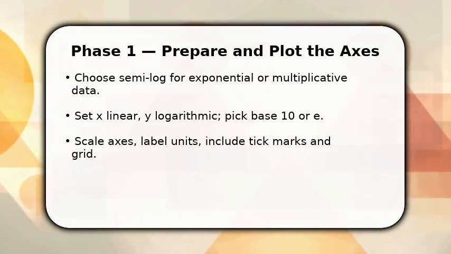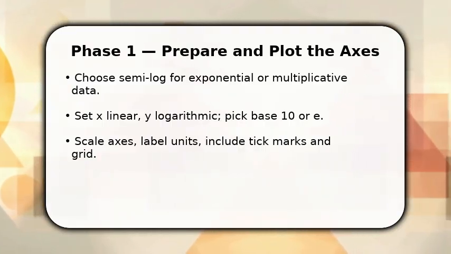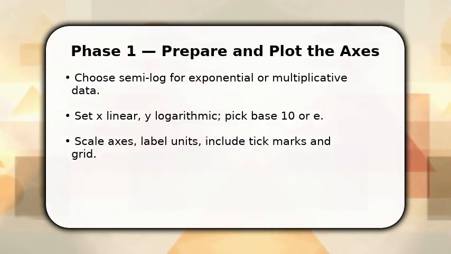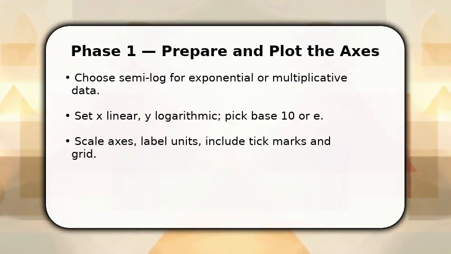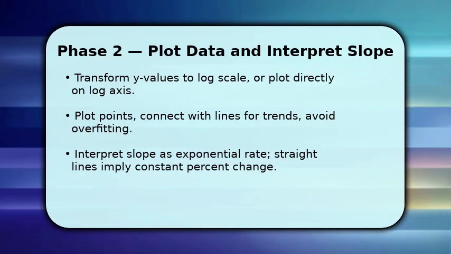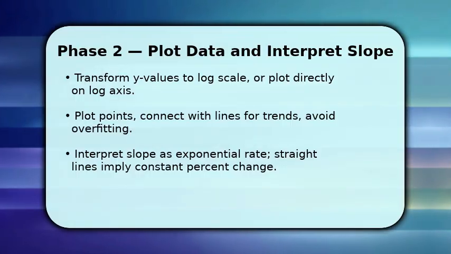This step forces correct visual interpretation, so don't skip base and labeling. Those determine how slopes map to rates. You now plot the data. Either transform y into its logarithm before plotting or place raw y on a log axis directly. Once done, add points and connect them with lines to highlight trends, but avoid overfitting with high-degree curves.